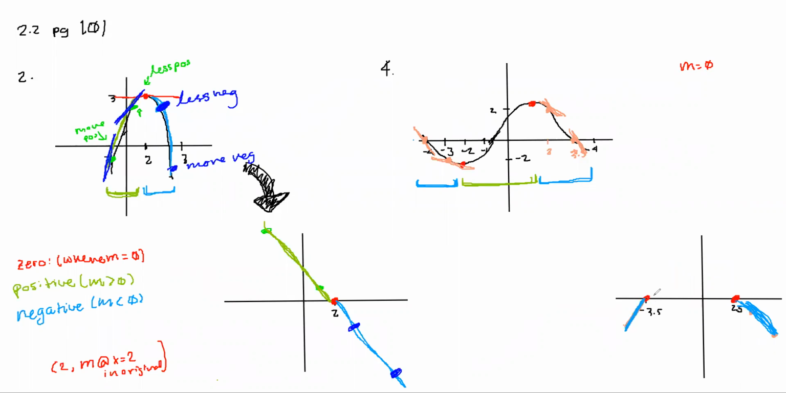Somehow we have to be able to connect these two portions without crossing the x-axis again. Why can't I cross the x-axis again? Because it's positive. Exactly, so it can't be negative. I can't go down into the negative because that would indicate there's another zero here, and there's not.